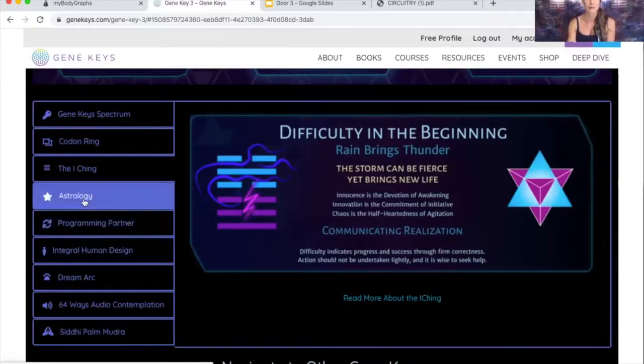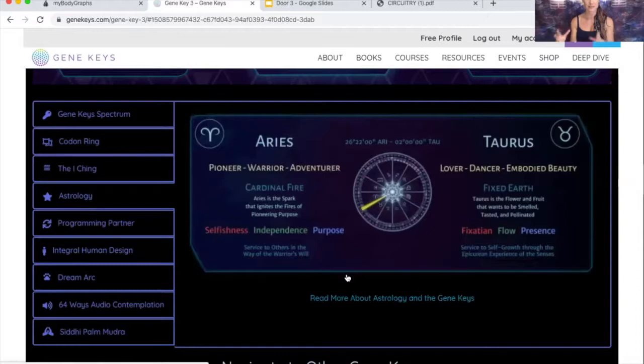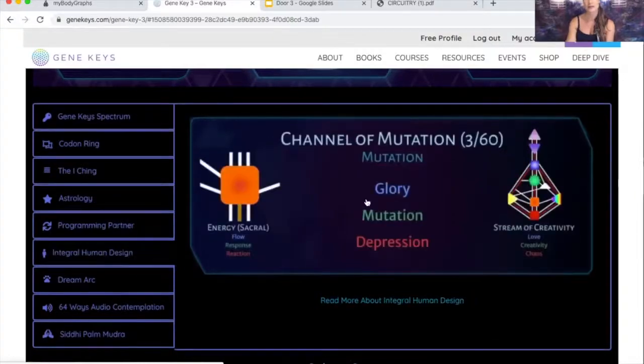And I was also mentioning the astrology, that we have this combination of Aries, which is the warrior, the pioneer. It's the very individual. And then we go into Taurus, that is the lover, the dancer, the embodied beauty, and fixed earth. So it's very different energy. And we have both those energies inside gate 3. Independence, purpose, flow, and presence. Really beautiful qualities.